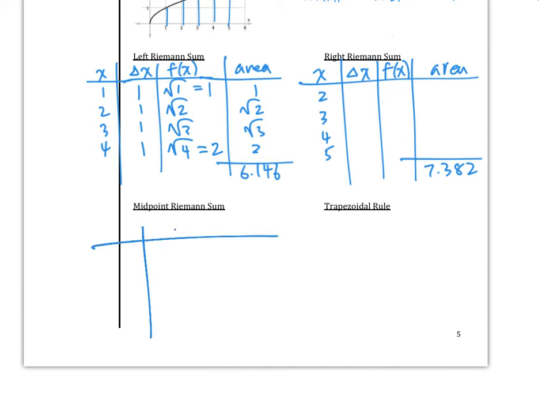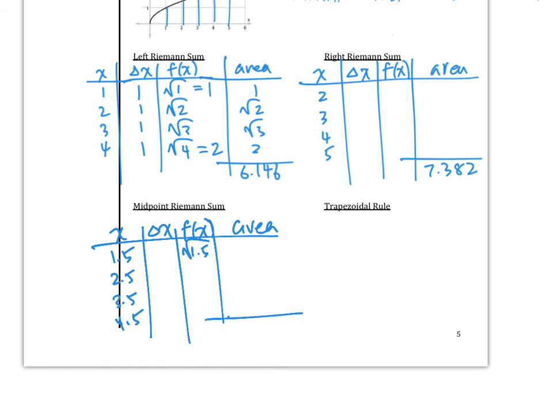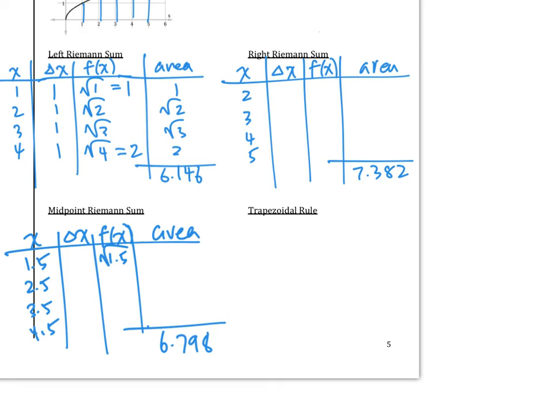All right, let's try the midpoint. So same idea. It's a little bit harder to do because you're finding the middle. So between 1 and 2, that's 1.5. 2 and 3, 2.5, 3.5, 4.5. When you put it into the function, make sure you put the actual x value. All right, so same thing on this one. Find the area. The answer is 6.798.